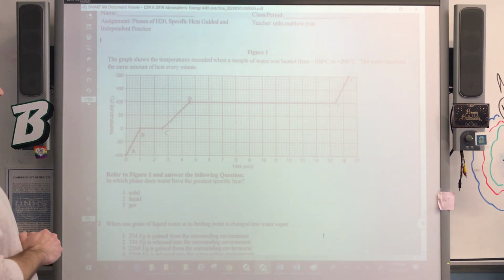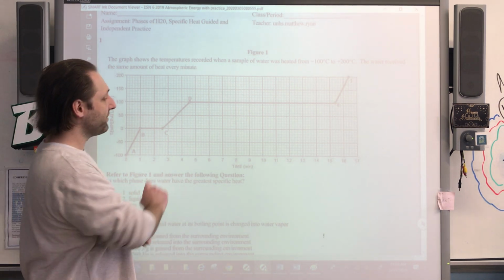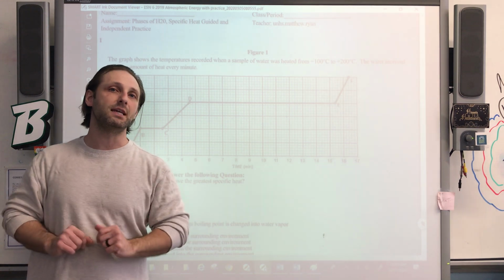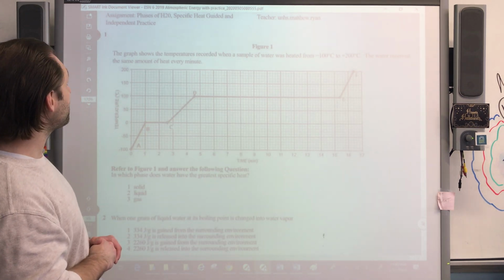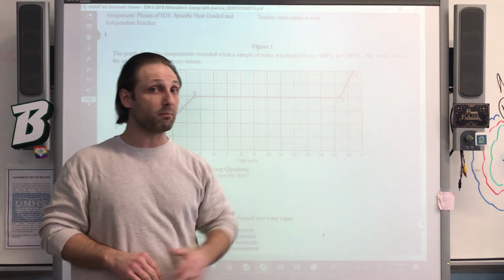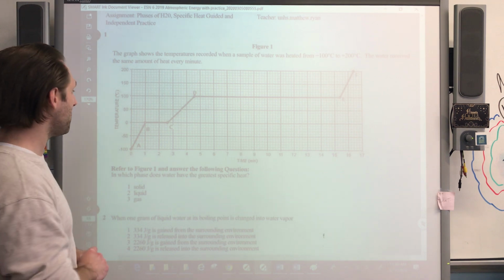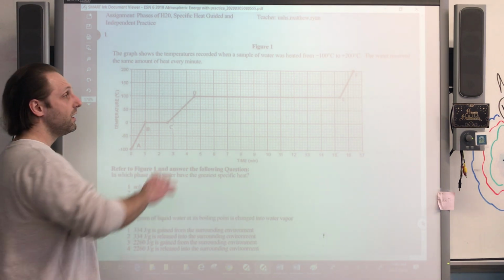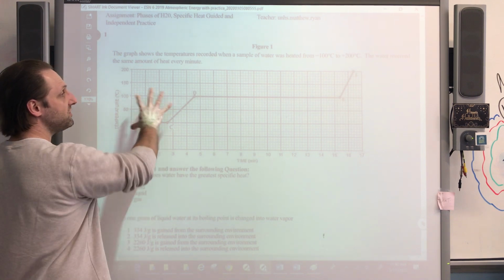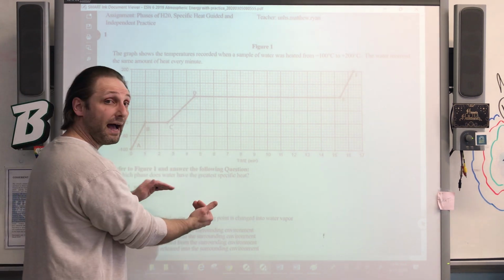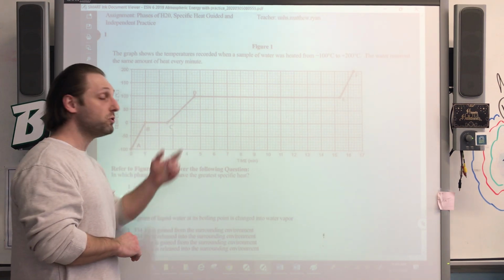Question. Refer to figure 1 and answer the following question. In which phase does water have the greatest specific heat? Well, in this particular question, it doesn't look like we need this diagram right now. Very similar to one of our previous questions. This question may not directly source from the picture, but this is one of those situations where this picture probably has 2 or 3 other questions associated with it, which will use it.